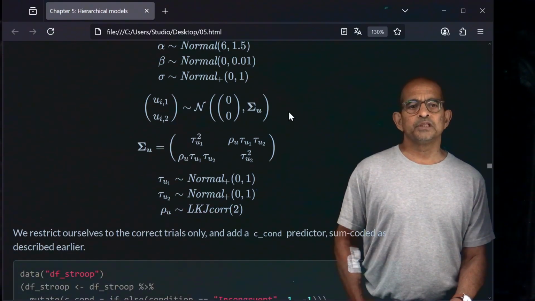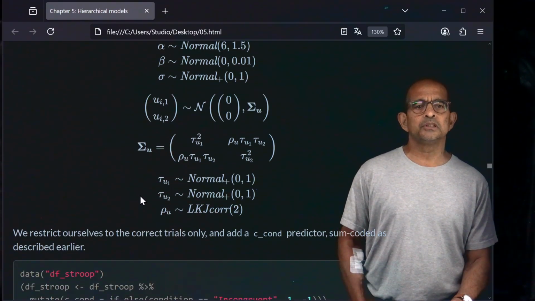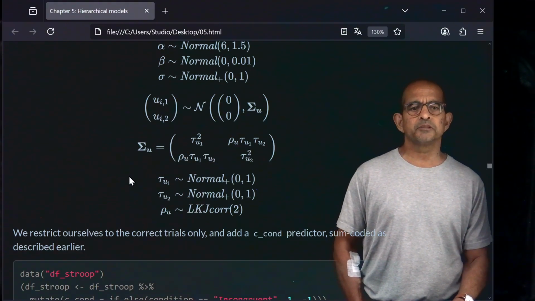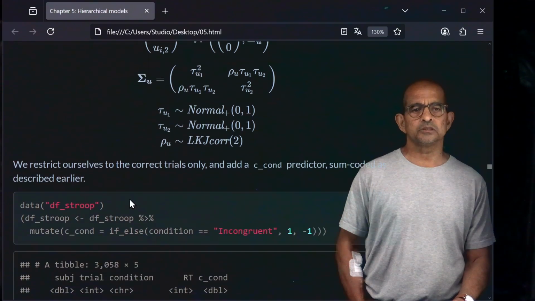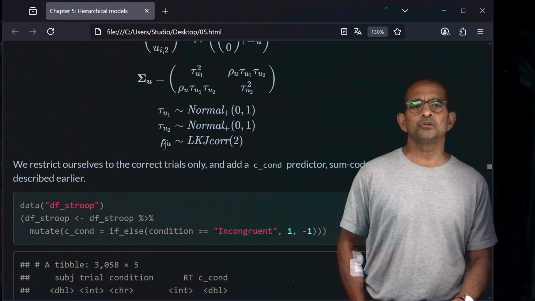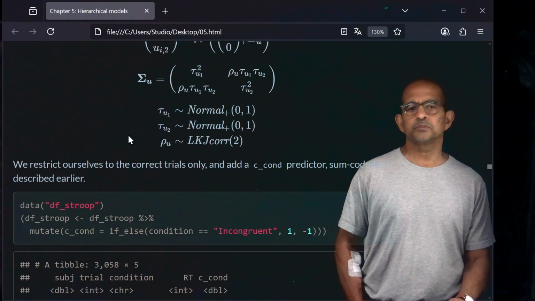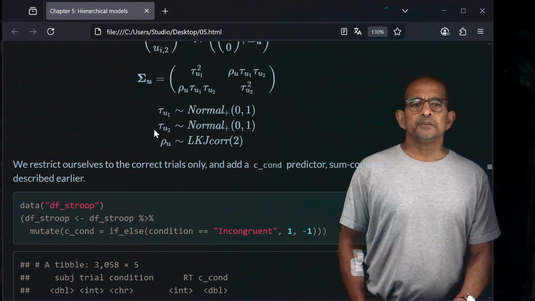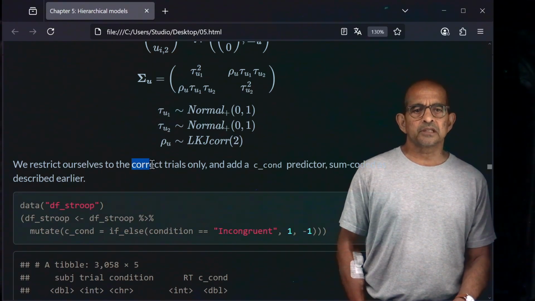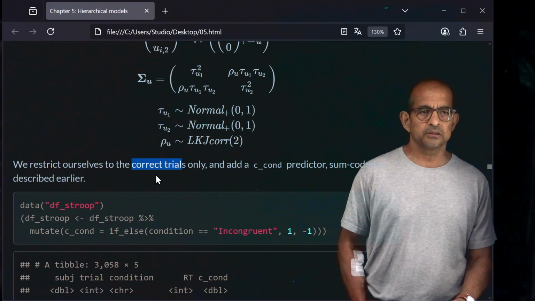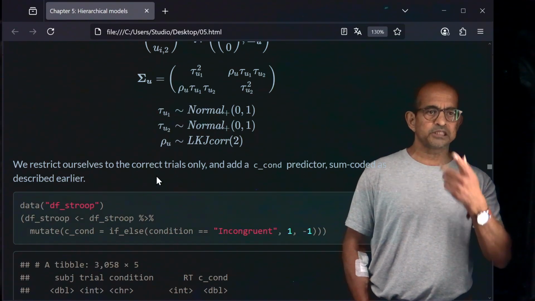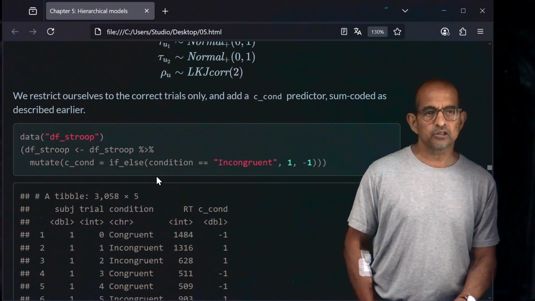All right, so we define some reasonable priors for the hyperparameters. These are my hyperpriors for the tau parameters. And then I have the LKJ correlation parameter, again sloppily written for rho u. It's actually for the correlation matrix, but you know what I mean. We are only looking at correct trials, so when people were able to respond correctly and tell you what the word was that they were seeing on the screen. But as you can imagine, they will be slower to respond when you have an incongruent setting.